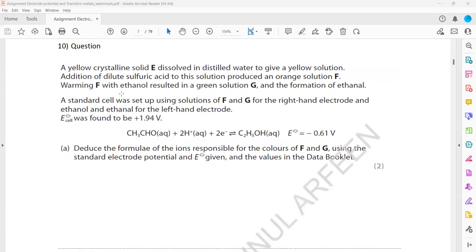In question 10, a yellow crystalline solid E was dissolved in distilled water to give a yellow solution. Addition of dilute sulfuric acid to this solution produced an orange solution. So normally when we have a dichromate, it changes its color in acidic and alkaline medium. When we warm F with ethanol, the ethanol will be oxidized to carboxylic acid and it will reduce the substance.